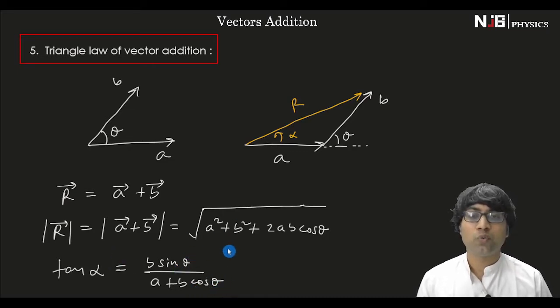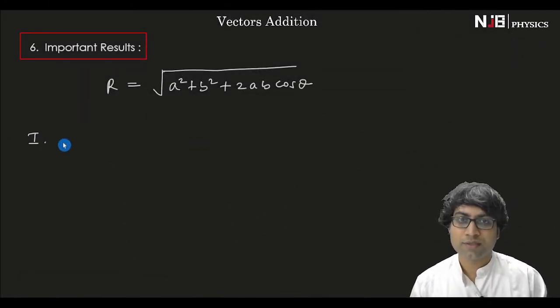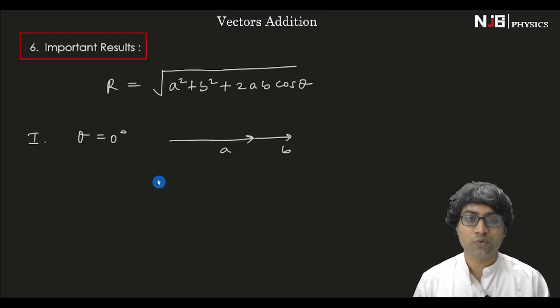So in this manner, we must memorize the formulas for the magnitude of the resultant vector, that is the magnitude of a vector plus b vector, and the angle made by the resultant with the first vector. Let's now talk about a few important results from this expression. The first important result is that if theta is equal to 0 degrees, that means this is your first vector and the second vector will start from here. This is your b vector, this is a vector. So this is the case theta equal to 0 degrees.